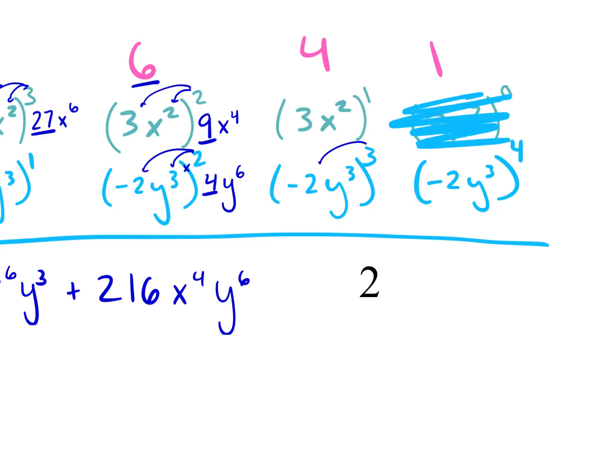Next, we want to distribute here. Negative 2 to the 3rd power would be negative 8. Y to what power? Y to the 9th power. Perfect. So 4 times 3 times negative 8 would be negative 96 x squared y to the 9th.